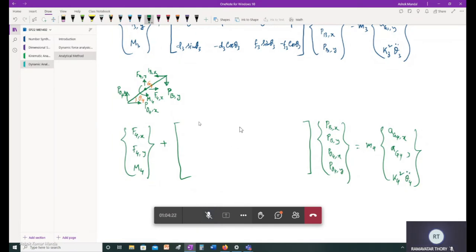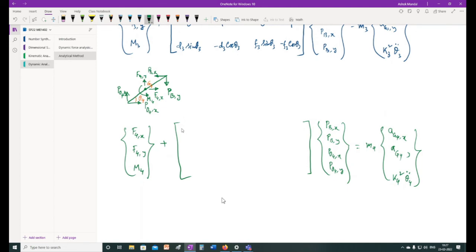Tell me, what is the first row? Minus 1, 0. Second row, 0. 0 minus 1, 0. Third row. Yes, sir.